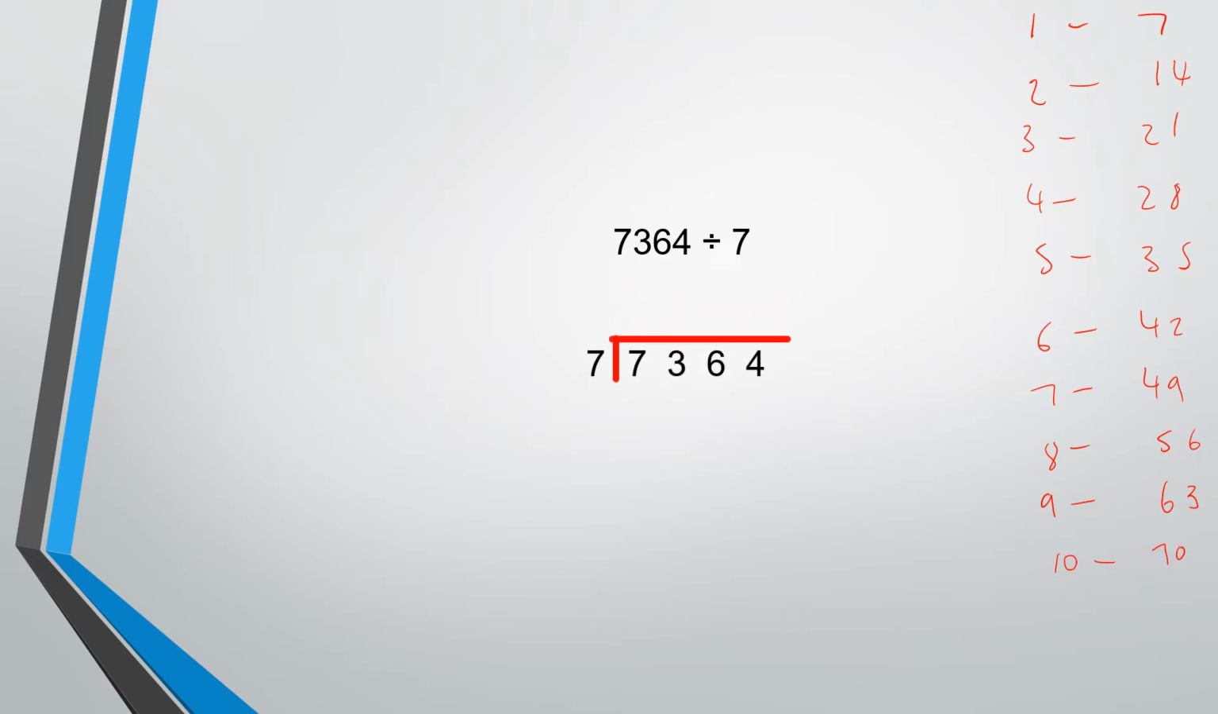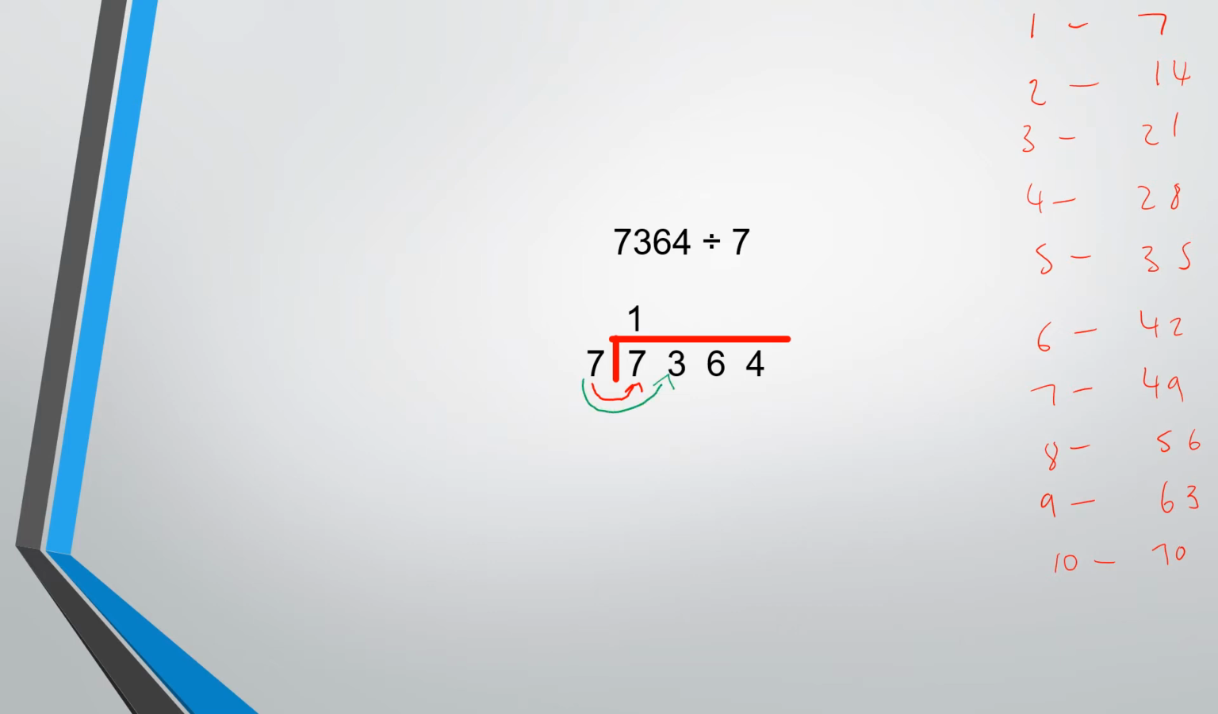The next sum we've got is 7,364 divided by 7. So again, you don't need to write your 7 times tables out if you know them, but it's just nice sometimes to have a reference to look at. And then we're asking ourselves how many times will 7 go into 7,364. So starting with the first one, 7 will go into 7 once. Nice easy one.